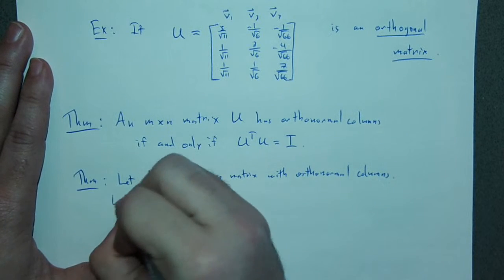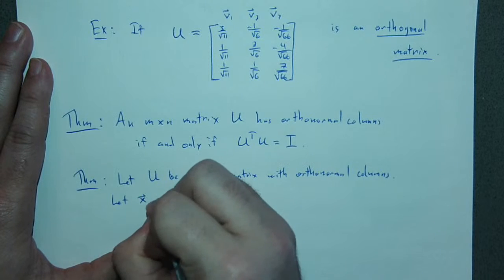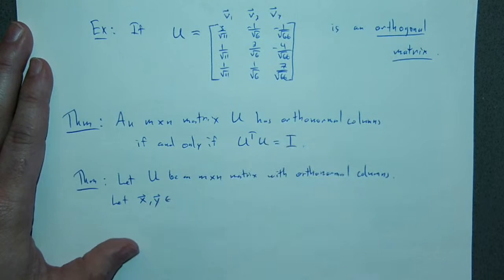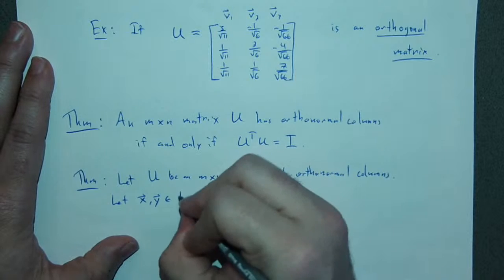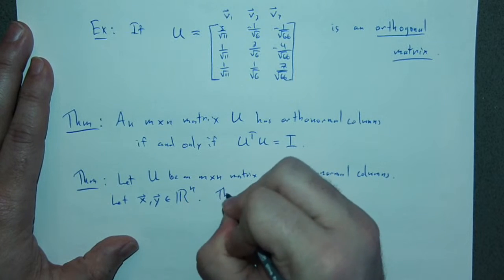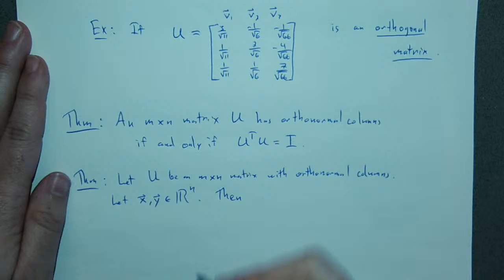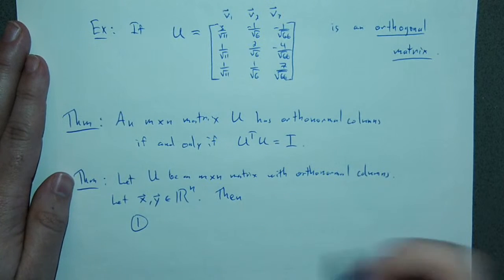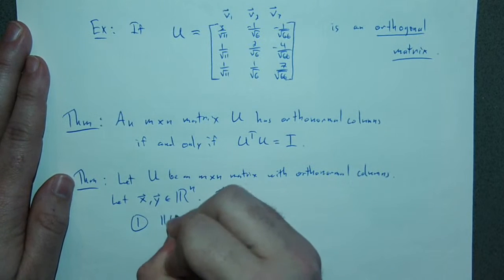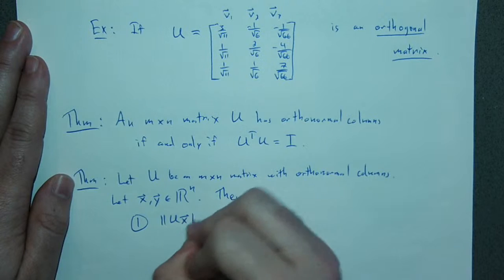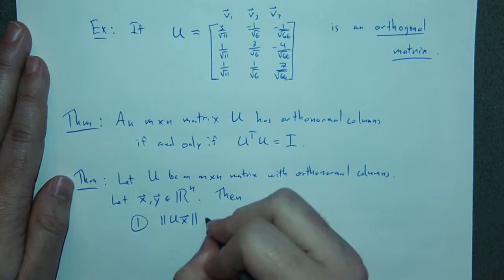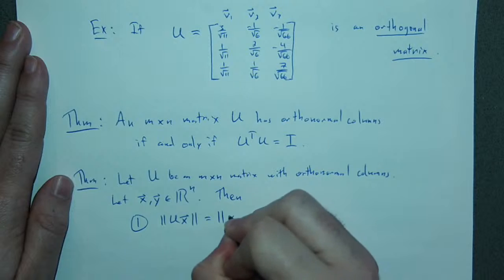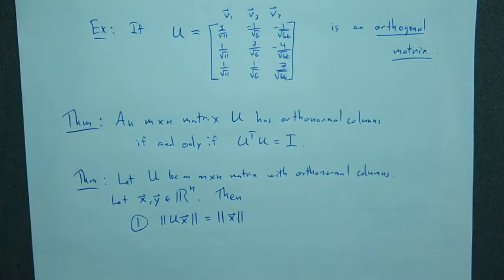Let x and y be vectors in, say, R^n. Then a couple of things. So one, the length of Ux is actually the same as the length of x. This is really, really nice. This is a really, really important fact.